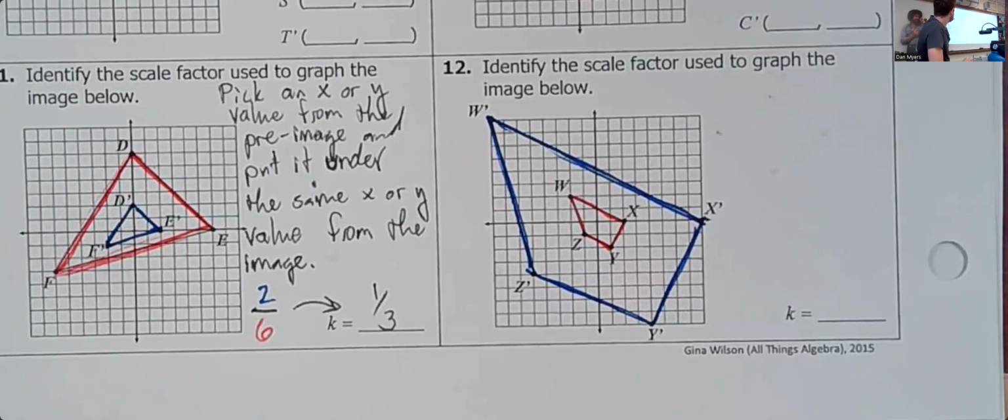So follow the directions here. Pick an X or a Y value from the pre-image. Any X or Y value. Put it on the bottom of your fraction. Put it as your denominator. And then the numerator is the same X or Y value from the image. So take a moment on that. And everybody could choose a different one. As long as you don't choose the one that's at 0, everybody could choose a different number on there and you'll all end up with the same answer because the same thing happened to every single value to get from the pre-image to the image.